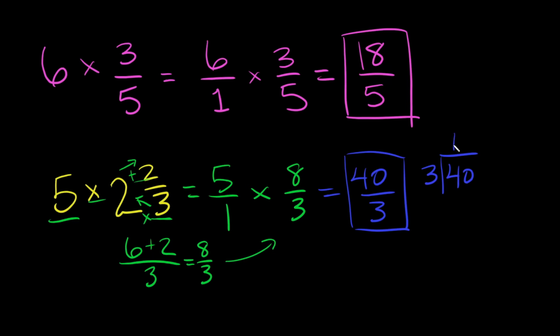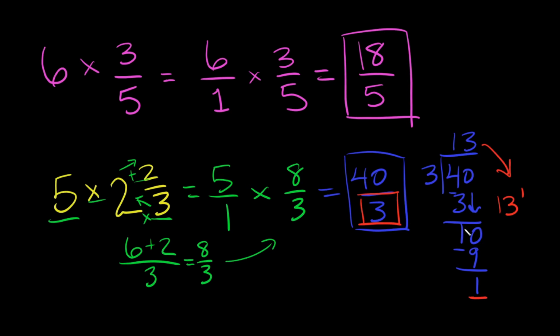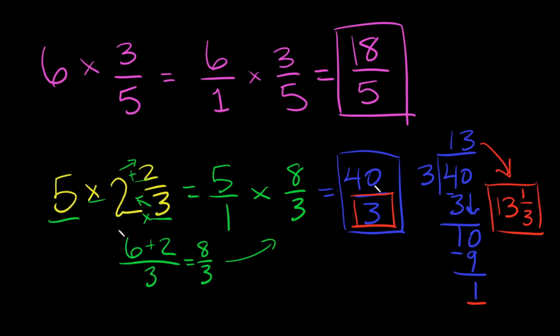So 3 goes into 4 once. 1 times 3 is 3. 4 minus 3 is 1, bring down the 0. 3 goes into 10, 3 times 3 is 9. 10 minus 9 is 1. And then we just have to sort this correctly, so this top number becomes our whole number, this remainder becomes the numerator, and this original denominator is still our denominator. So 5 times 2 and 2/3 is equal to 40 over 3, or as a mixed number, it'd be 13 and 1/3.